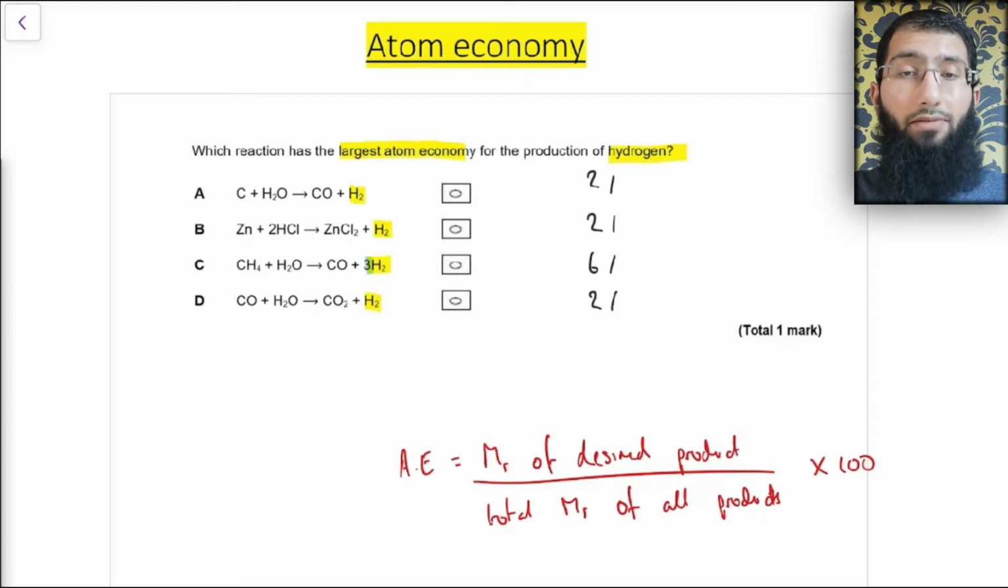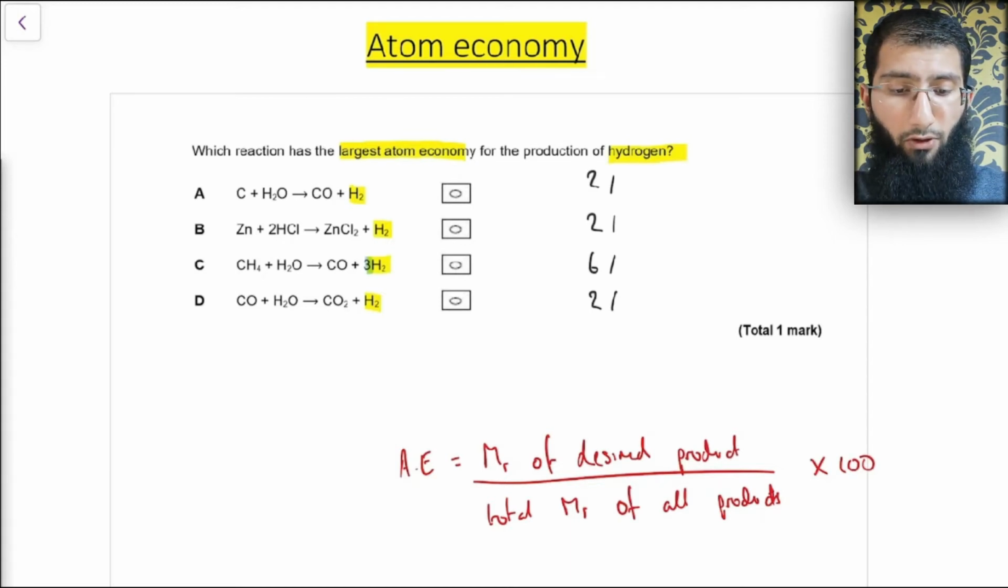Okay, so let's work out the total MR of all the products, or alternatively, all the reactants. I'm going to go with the products. Now, here's a top tip. If you find that it's easier to calculate the total MR of either the products or the reactants, do the one that's easier, because as I said, the total MR of all products is equal to the total MR of all the reactants for a balanced equation.